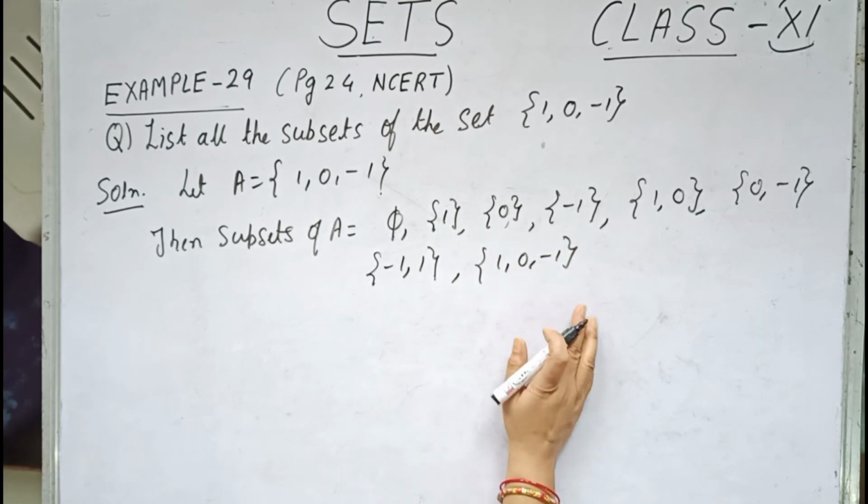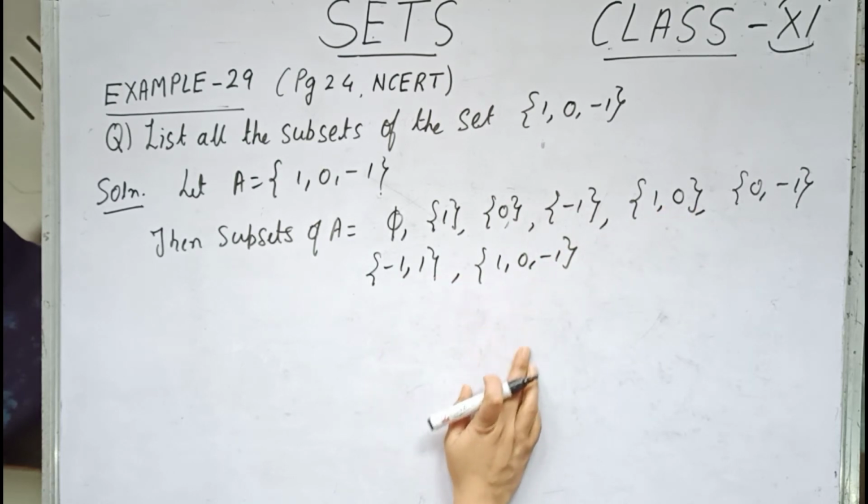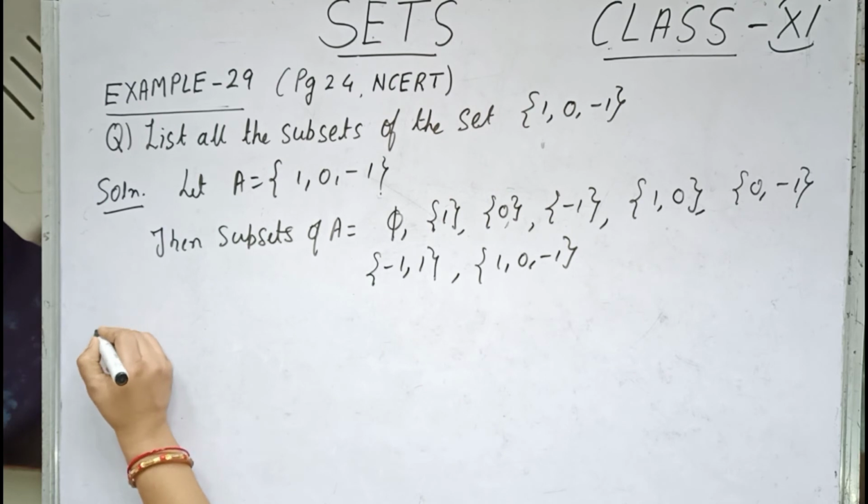So let us count the number of the subsets: 1, 2, 3, 4, 5, 6, 7 and 8. So our solution is correct. Let us go to the next example.